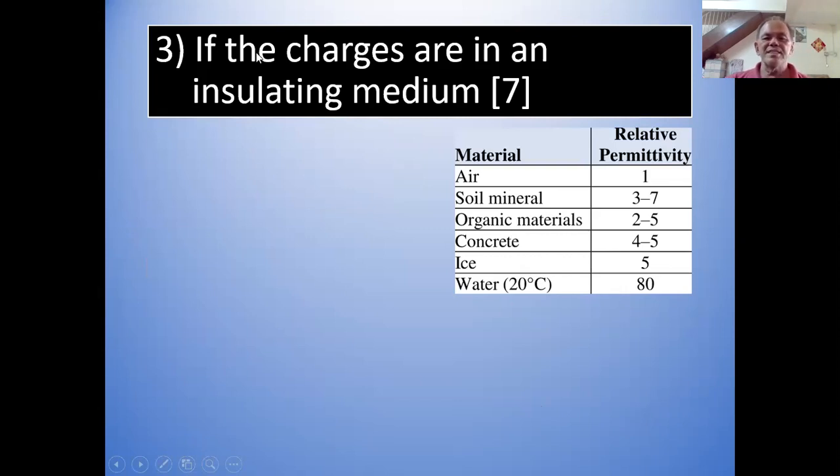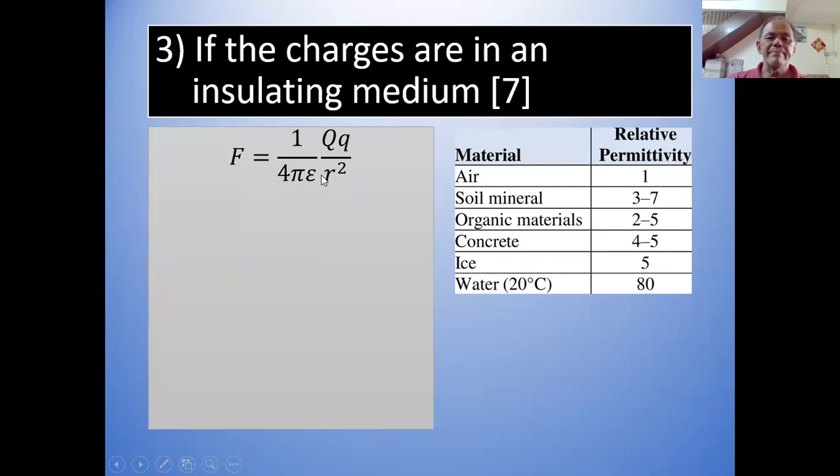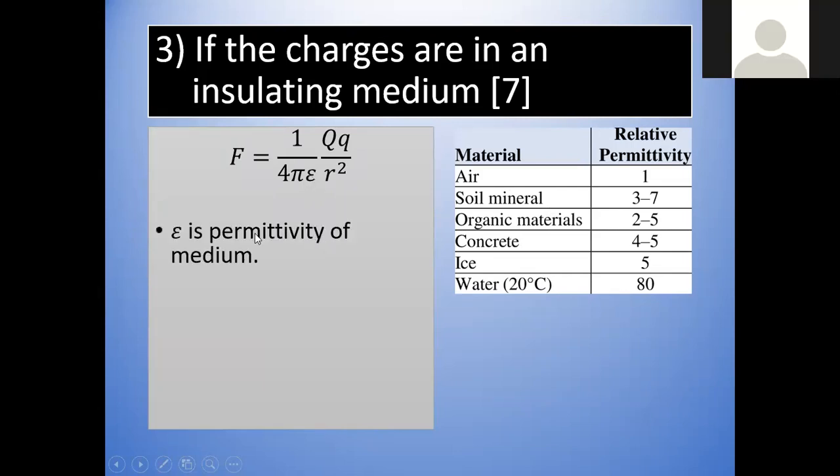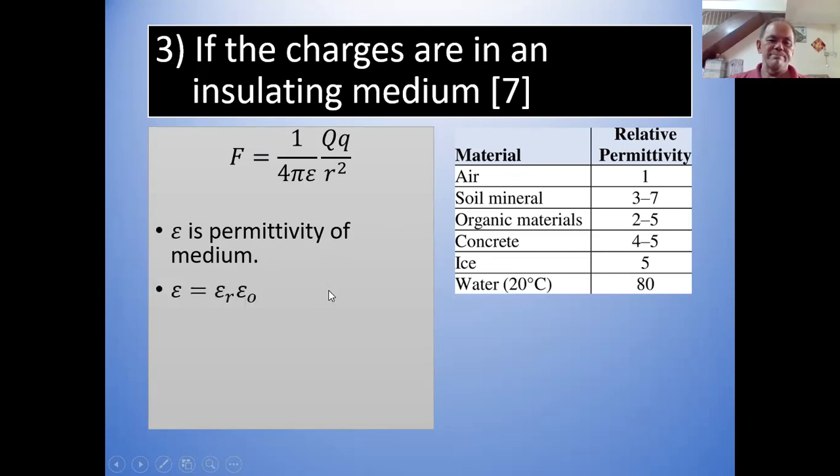So if the charges are in an insulating medium, number 7 in your note, then you just replace the epsilon naught with epsilon, that's all. And we call it the permittivity of medium. Instead of free space, we call it medium. Previously it was vacuum or air, now it's the medium. The medium has a permittivity of medium.